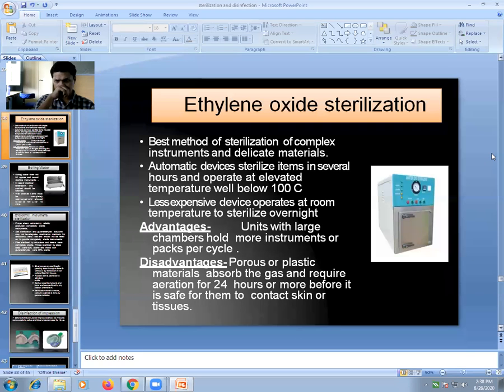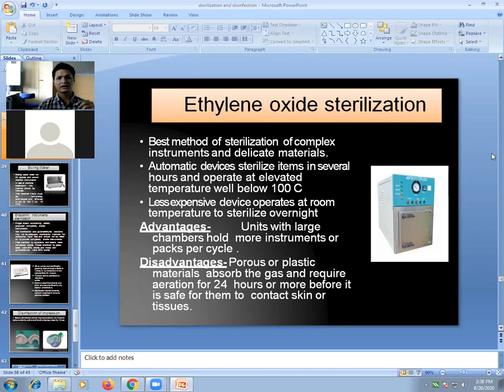Next is ethylene oxide sterilization. Best method of sterilization of complex instruments or delicate instruments like handpieces. Ethylene oxide sterilization is the best method. Automatic devices sterilize items in several hours and operate at temperatures well below 100 degrees Celsius. These are less expensive devices, operating at room temperature to sterilize overnight.